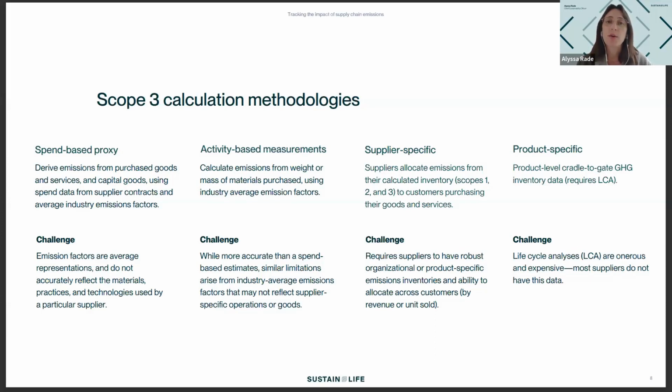It also, through this, is going to give you an idea of where your emission hotspots are, right? Where are you spending your money? Who are your most important and most critical suppliers?